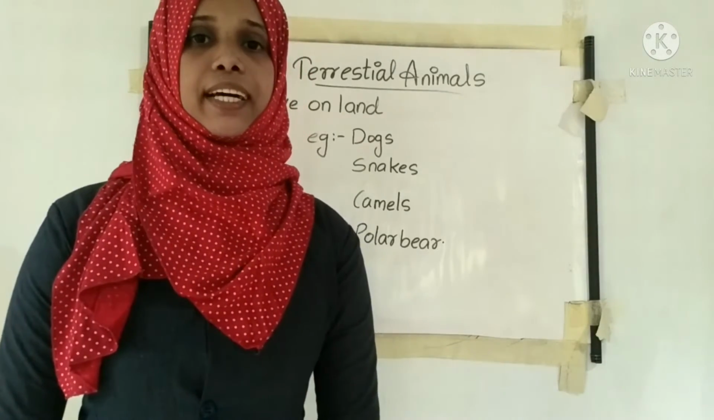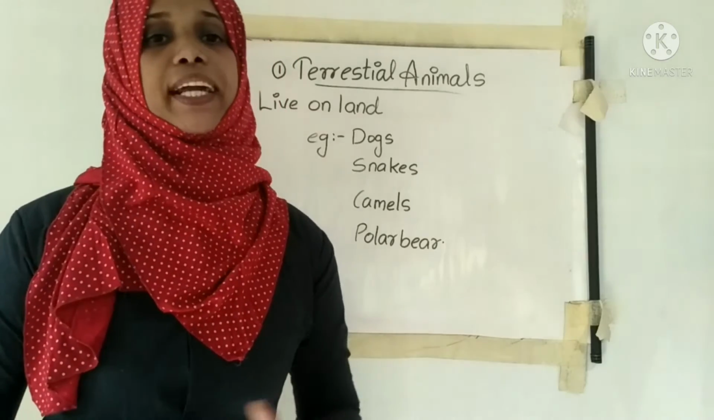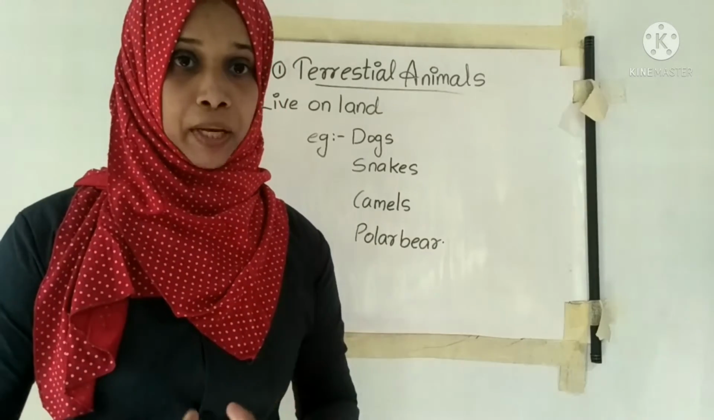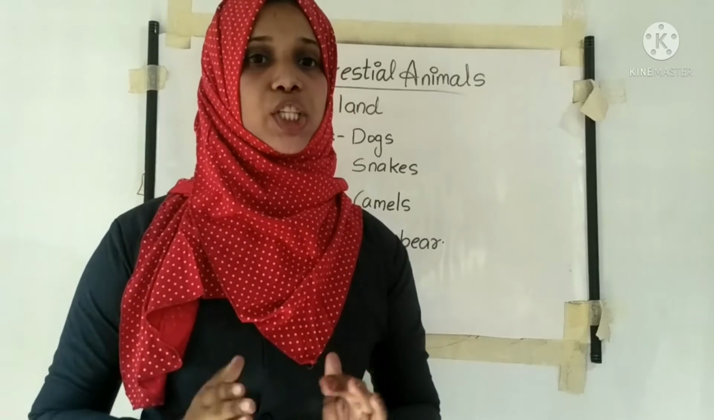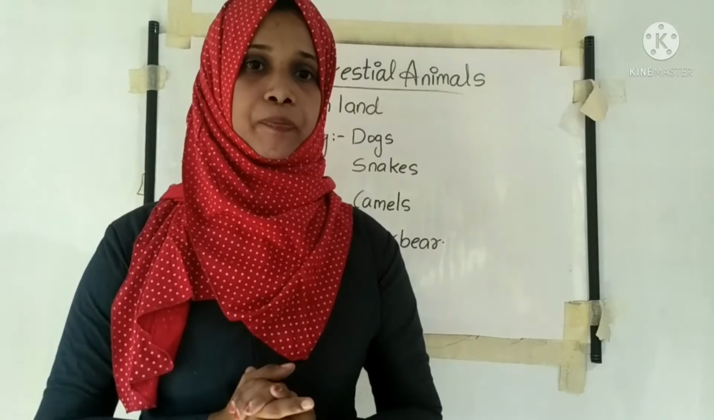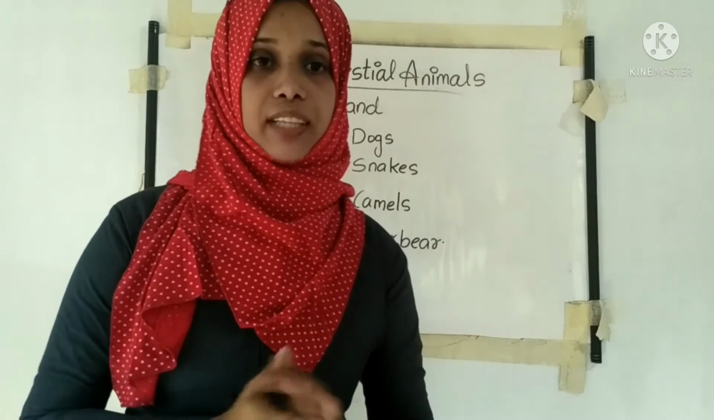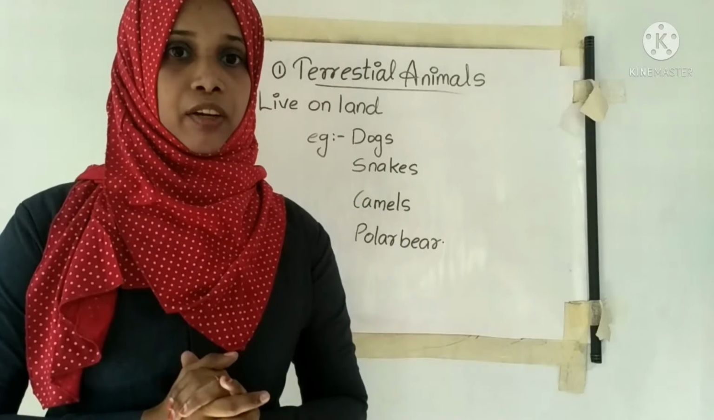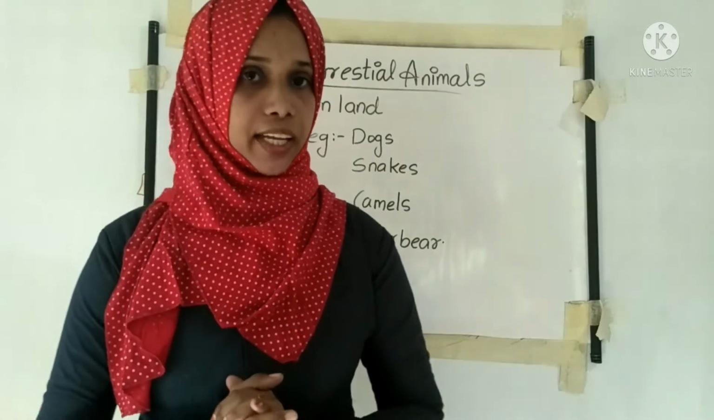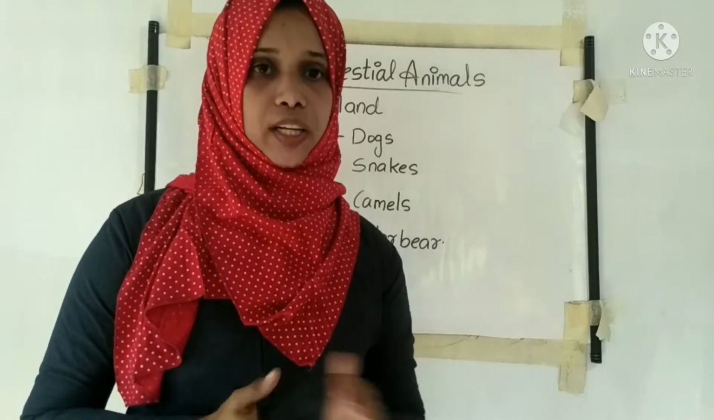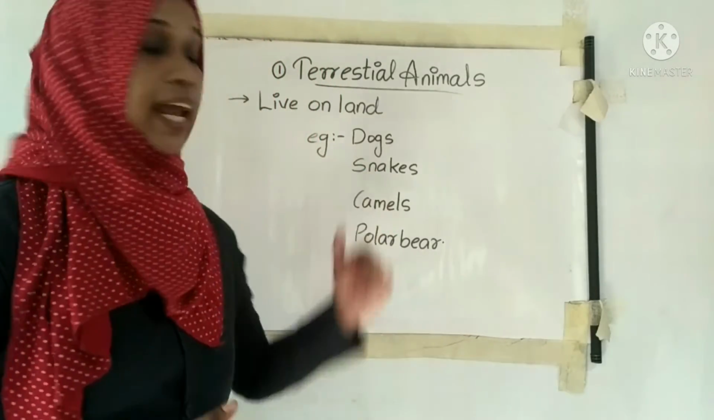First one, terrestrial animals. What do you mean by terrestrial animals? The animals which live on land. So the main features are very efficient to live in land areas. Example, dog. And then next one, snakes.